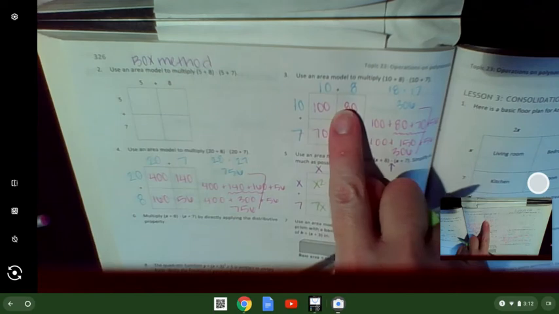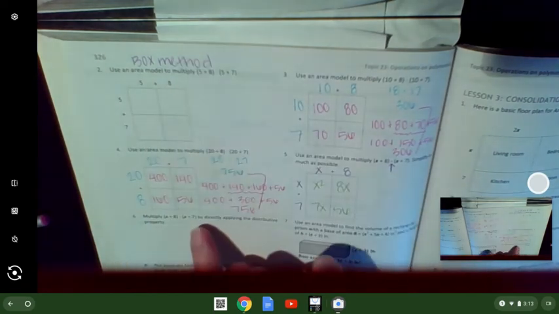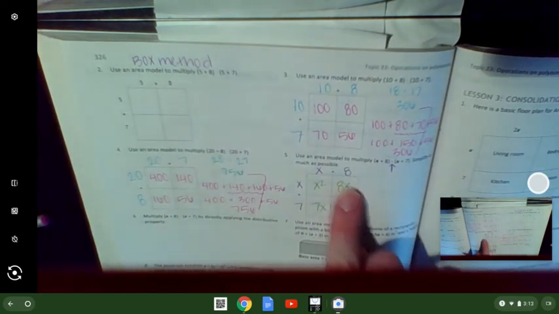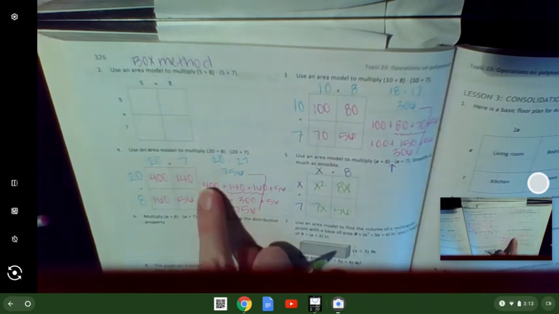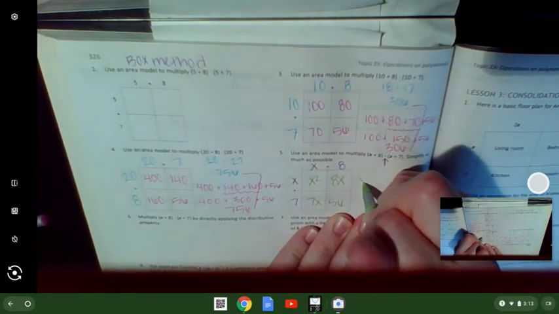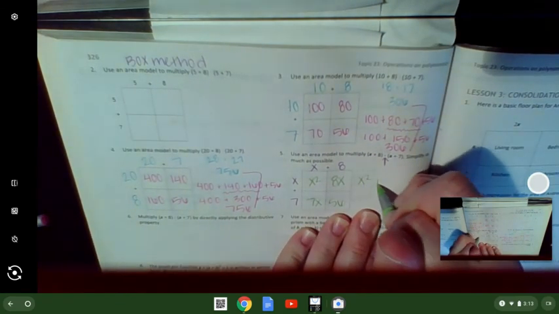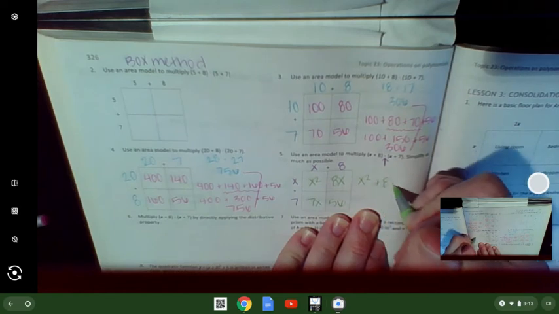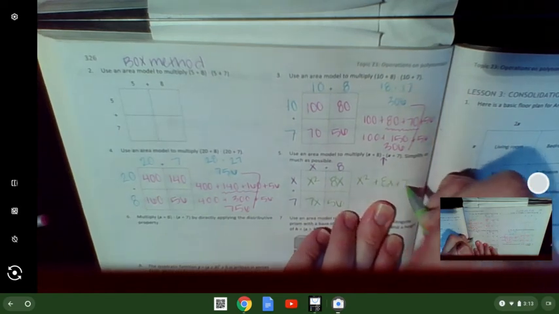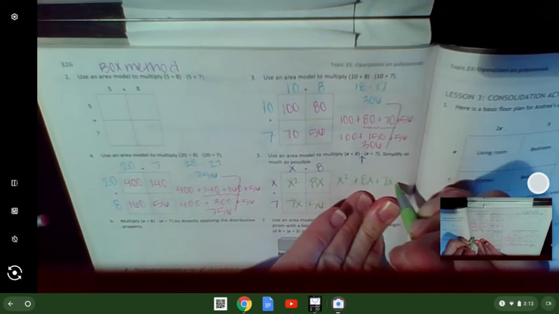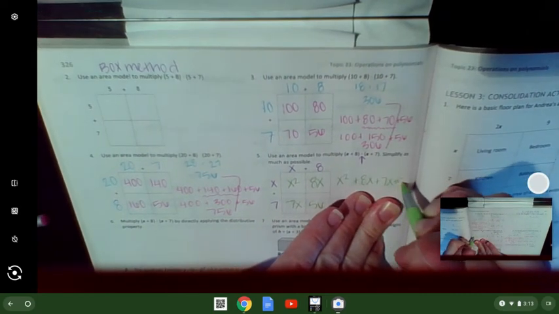So just like we did with the area model, with these area model or box method problems in 3 and 4, we're not going to leave just numbers inside the box. We're going to take them out and we're going to add them together as much as possible. Now, obviously, our addition looks a little bit different than it did in number 3 and 4, and that's because we have variables. But keep in mind what you already know.